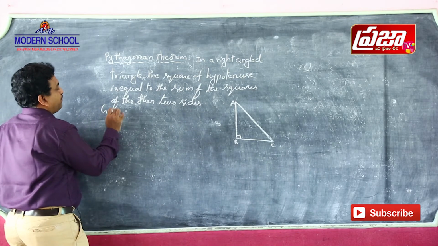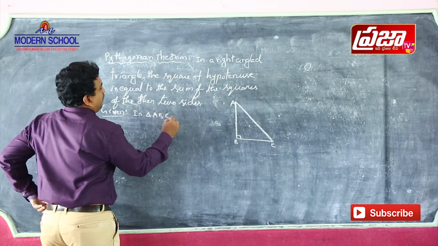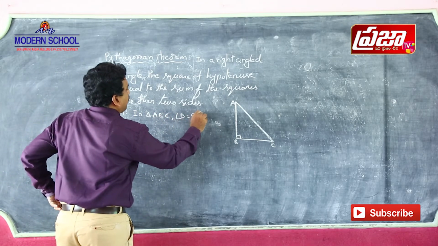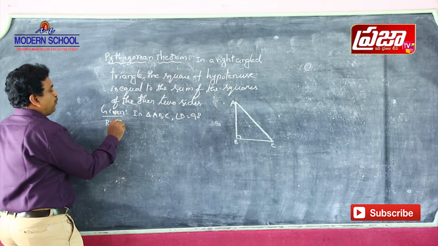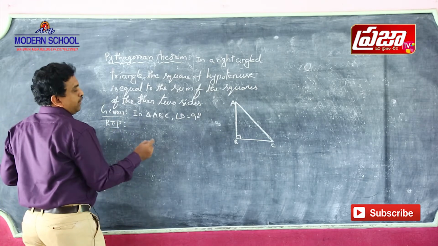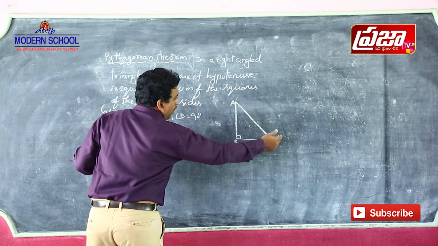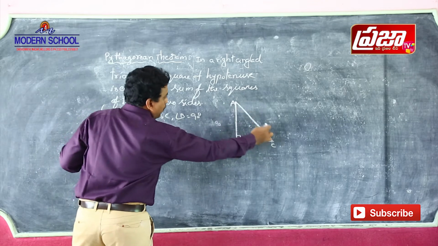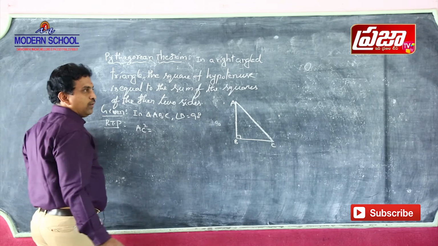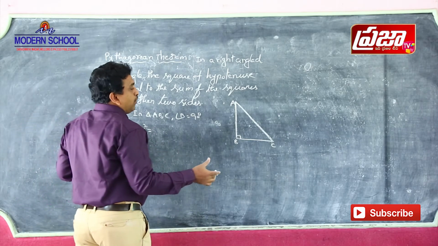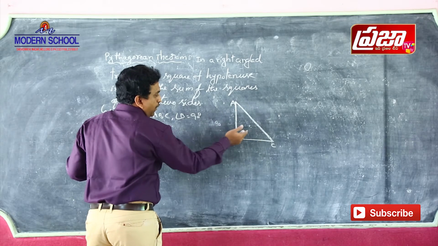So what is the given data? In triangle ABC, it is given that angle B is equal to a right angle, means 90 degrees. Now what we have to prove? Angle B is a right angle, its opposite side is the hypotenuse, which is AC. The square of the hypotenuse means AC square is equal to the sum of the squares of the other two sides. The other two sides are AB and BC, because AC is the hypotenuse, the side opposite to the right angle.